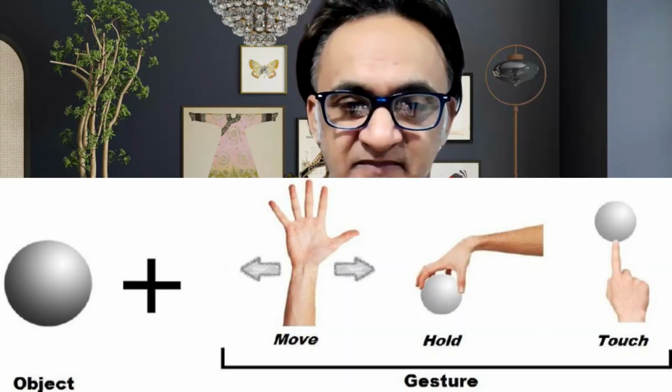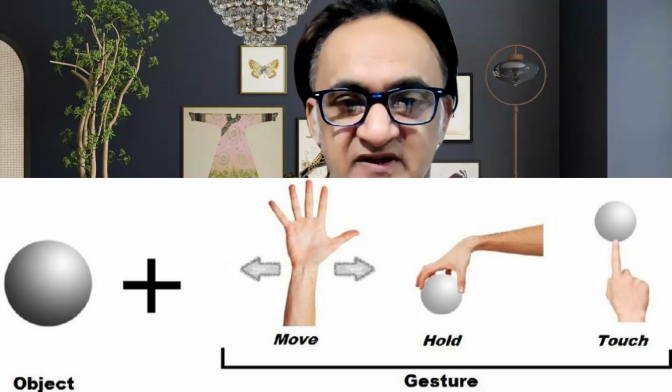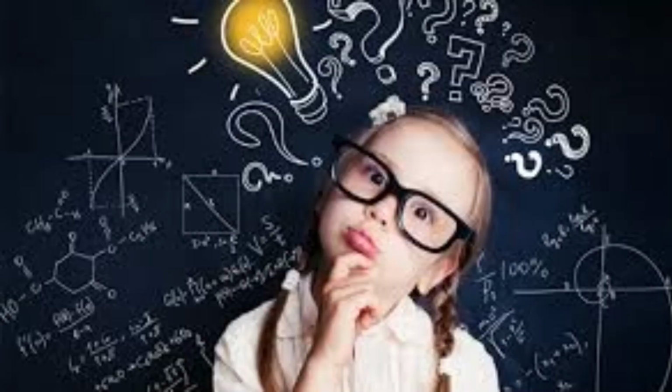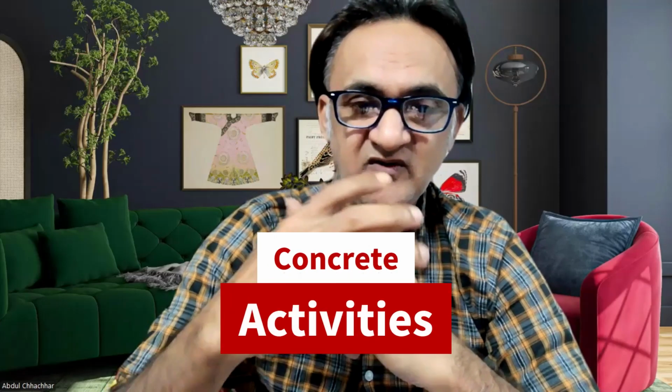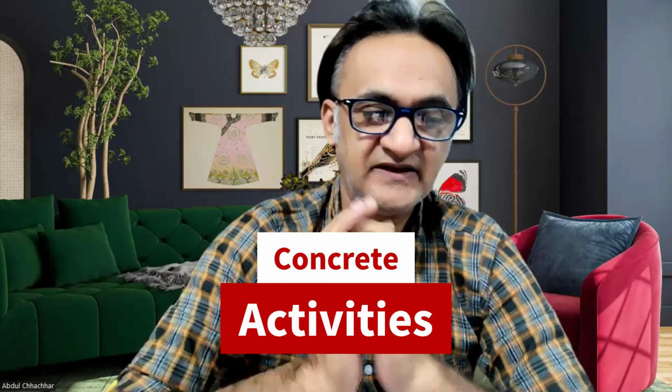Concrete is simply tangible, something that we can touch and physically observe. However, abstract things are intangible, things that we can feel. So these are the basic approaches, but what activities can we conduct during lessons to help students understand these concepts more explicitly? What type of activities can we do?